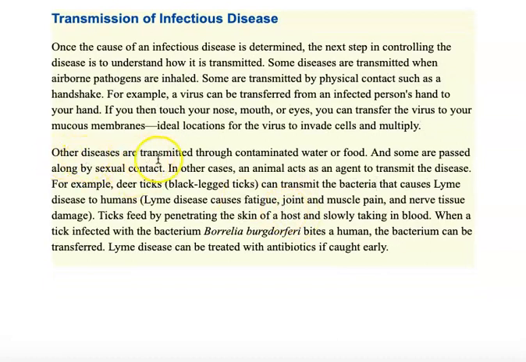Other diseases are transmitted through contaminated water or food. Some are passed along by sexual contact. In other cases, an animal acts as an agent to transmit the disease or a carrier of the disease. For example, deer ticks, also called black-legged ticks, can transmit the bacteria that causes Lyme disease to humans. Lyme disease causes fatigue, joint and muscle pain, and nerve tissue damage.